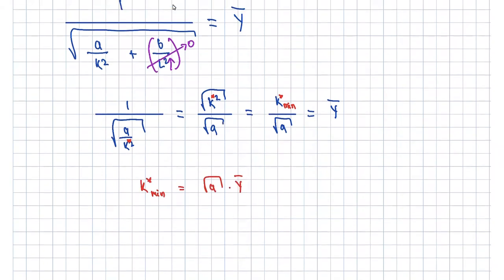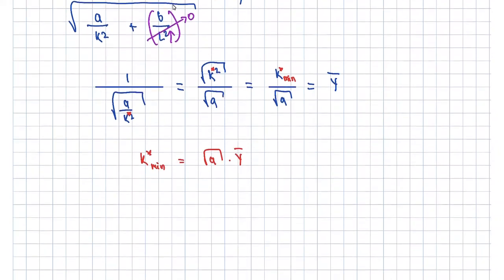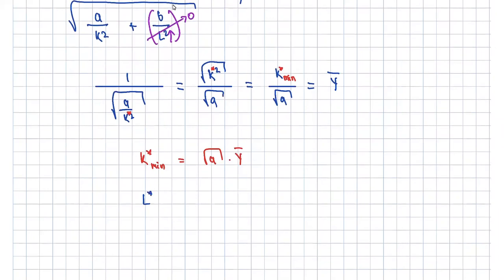Okay. Now, if you apply the same principle and make use of the symmetry of this problem, what can you say about L min? It's going to be the square root of B times the same fixed level of output y bar. Exactly. And it's not very difficult.